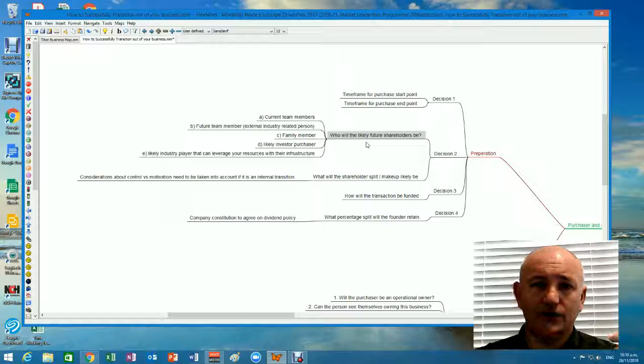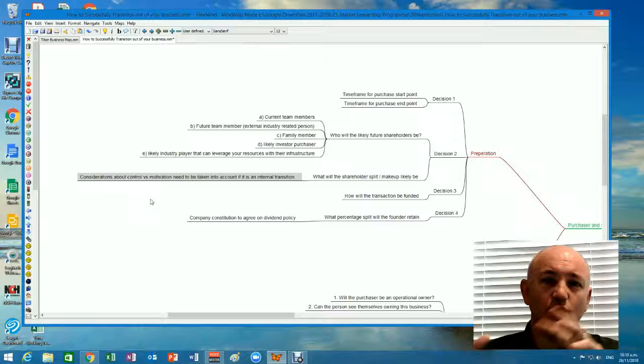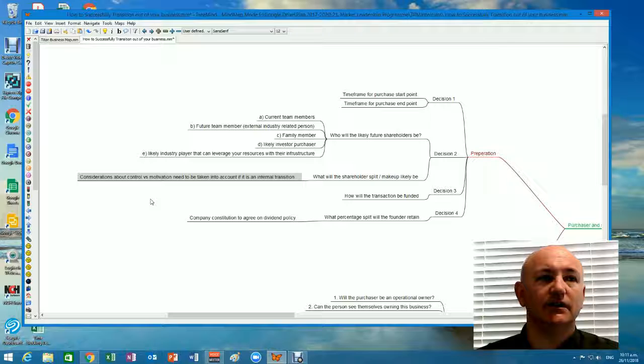And that's going to make a lot of difference in terms of a lot of the downstream decisions that we make. What will the likely shareholder split look like? And if it's internal, we need to look at whether that's going to have an impact on motivation versus control. The other thing is that once we become a minority shareholder, we need to put into place mechanisms to make sure that dividends carry on getting paid in our absence. We don't get voted against and things like that.